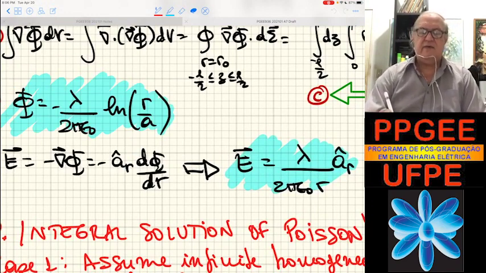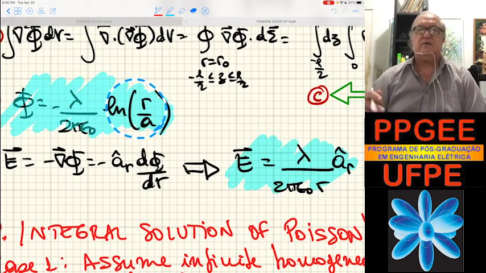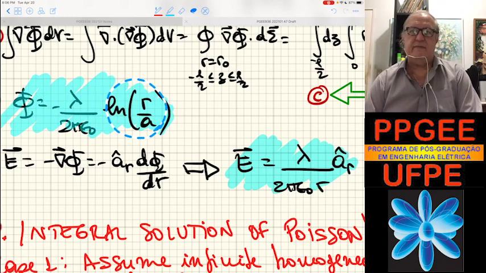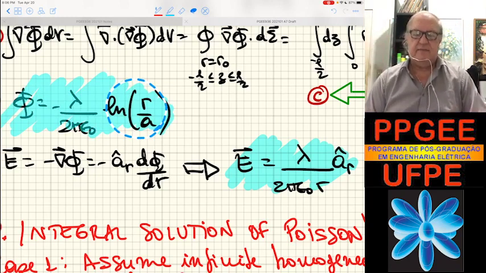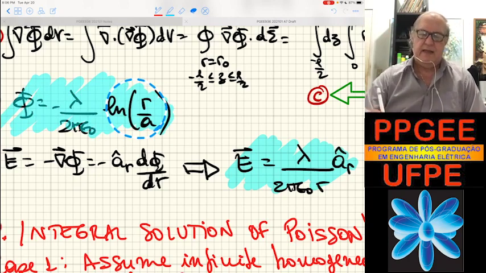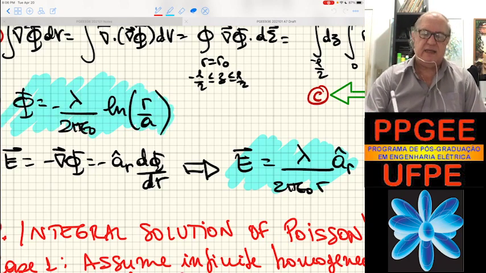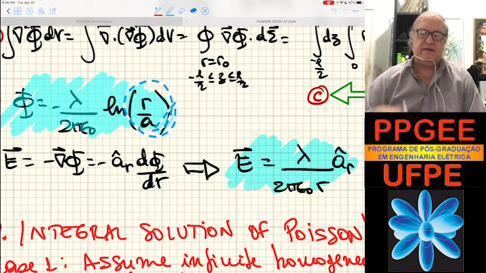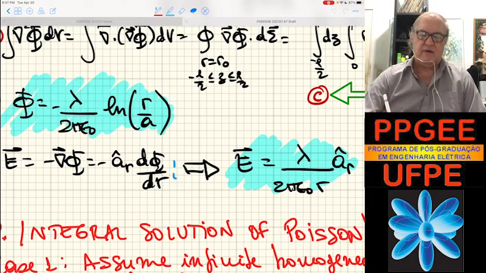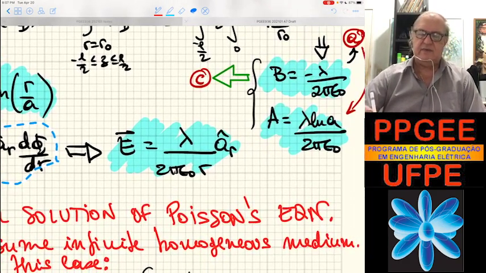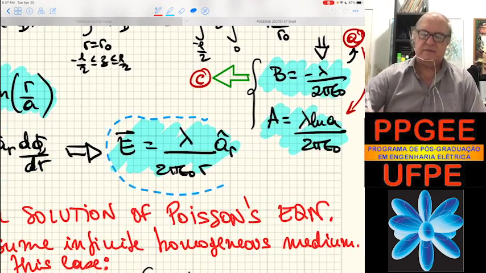We have a singularity on the z-axis, r equals 0. The natural logarithm of r at 0 is minus infinity. And at r equals a, we have a grounded potential. Potential goes to 0. And then you can calculate the final quantity, which is the E field. That's the result we got before.